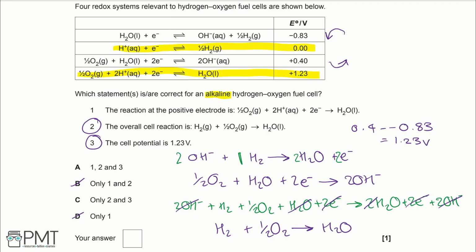Finally, we're left with statement number 1. We can't have statement number 1 because we're looking at an alkaline hydrogen-oxygen fuel cell. And statement number 1 involves our H+, which is related to an acidic hydrogen-oxygen fuel cell. So we can eliminate statement number 1. And that means we need to eliminate A. And so the answer for this question is C. And to get the mark for this question, you must write C in the answer box provided.